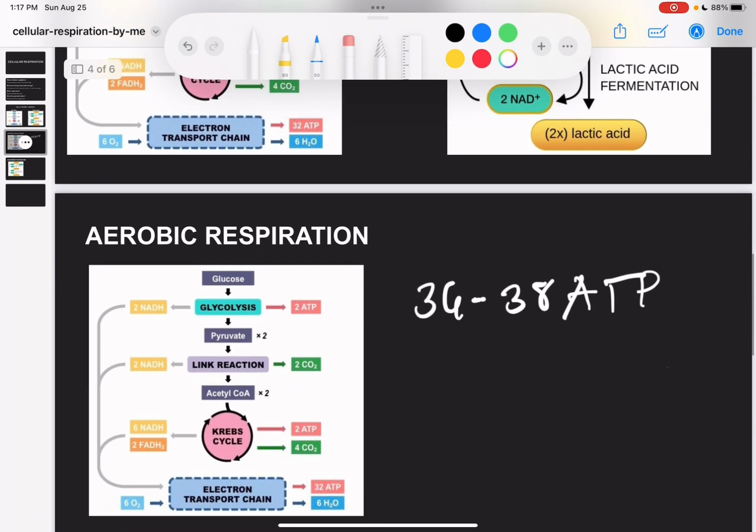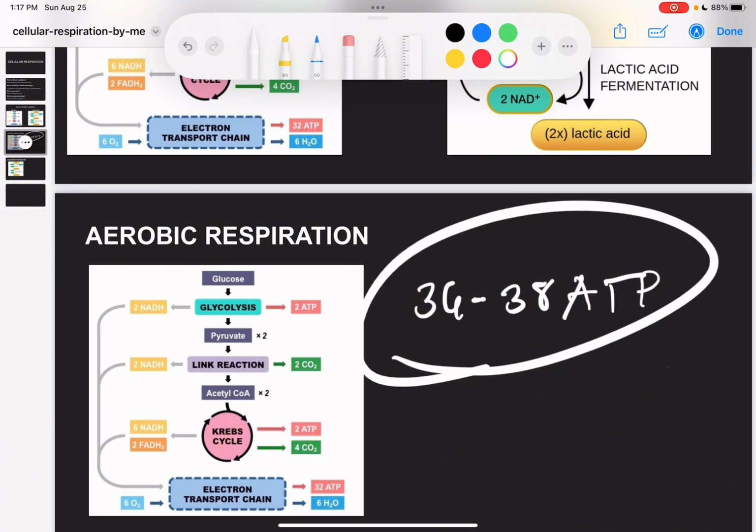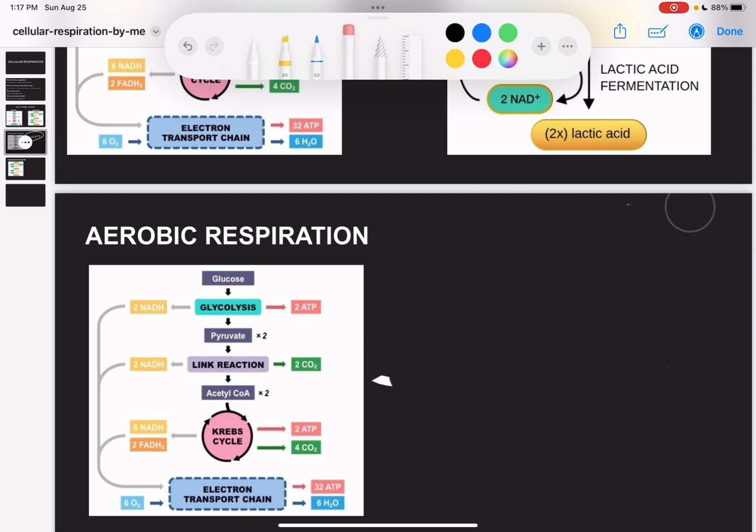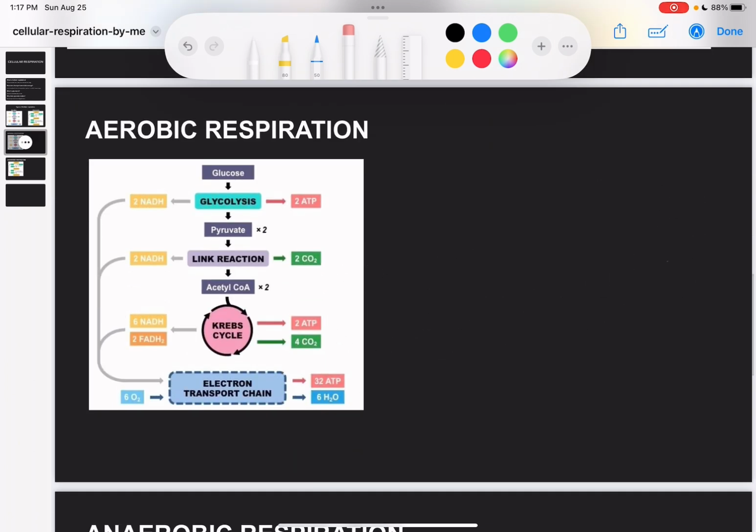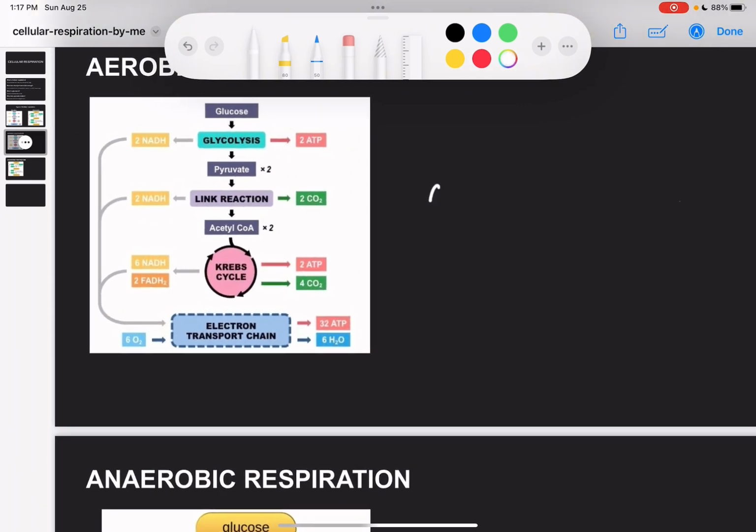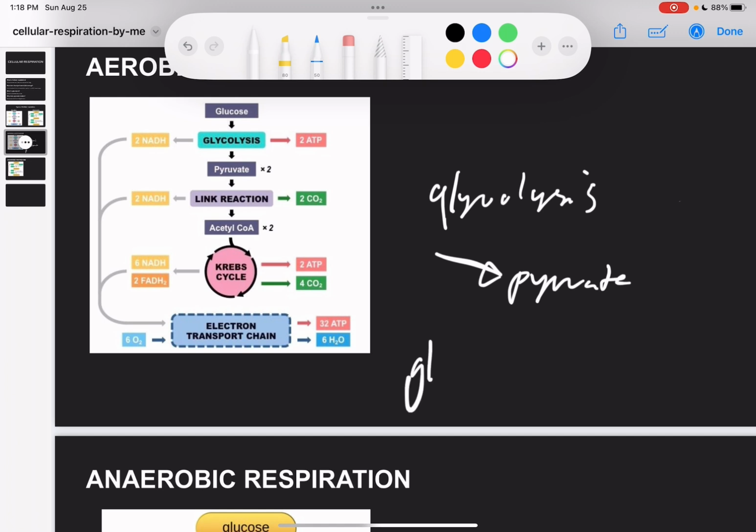So we already discussed that aerobic respiration makes 36 to 38. So why do we need anaerobic respiration? Why do we undergo anaerobic respiration? Because remember, glucose undergoes glycolysis, and then it becomes pyruvate. If I have forgotten to mention, then I will mention it here. One glucose molecule equals two pyruvate molecules.